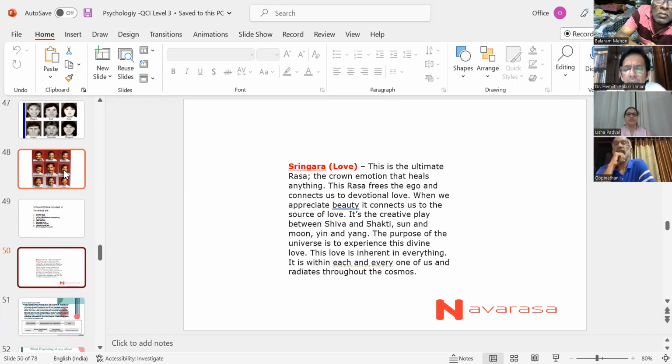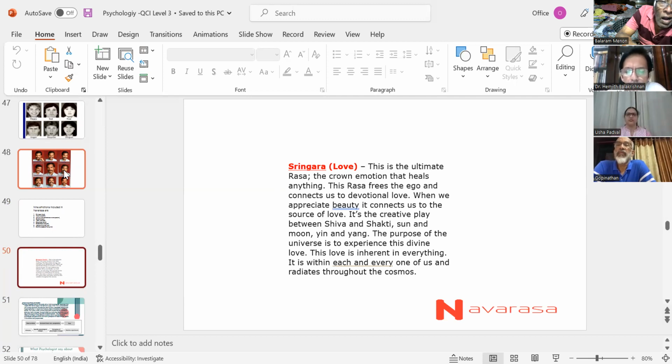Sringara, it's love. This is the ultimate rasa, the crown emotion that heals anything. This rasa frees the ego and connects us to devotional love. When we appreciate beauty, it connects us to the source of love. It is the creative love between Shiva and Shakti, sun and moon. This I have actually added. It may not be part of the syllabus.